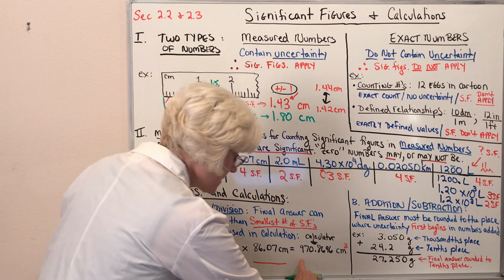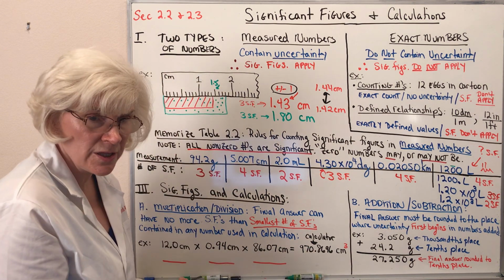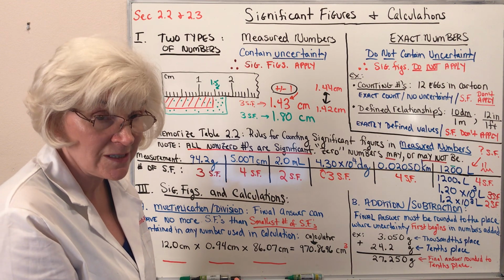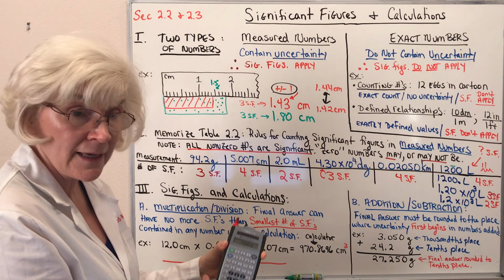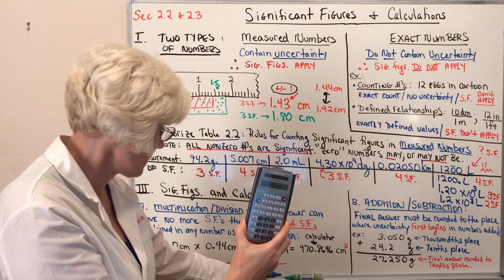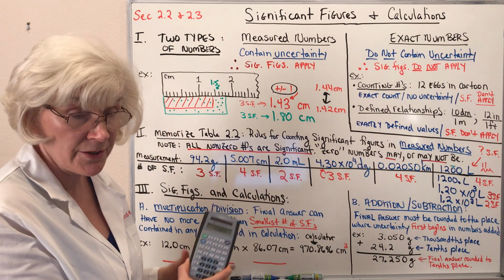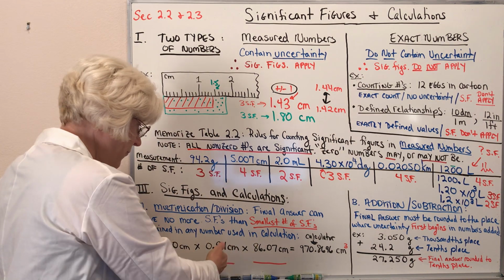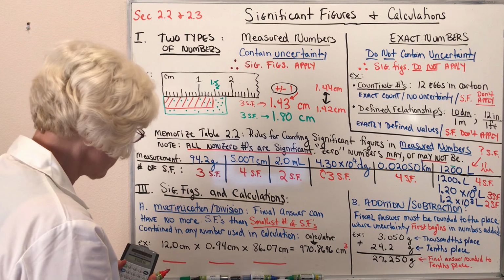The question is, how many sig figs should that answer be expressed to? Where is the uncertainty in the reading? Calculators do not understand sig figs. Their operators understand. You understand. I understand. We bring that knowledge to this calculation.